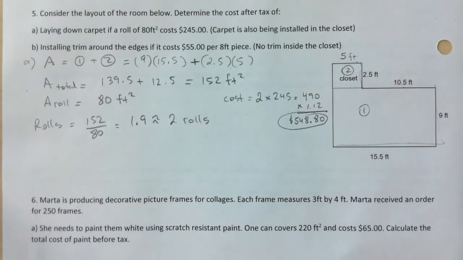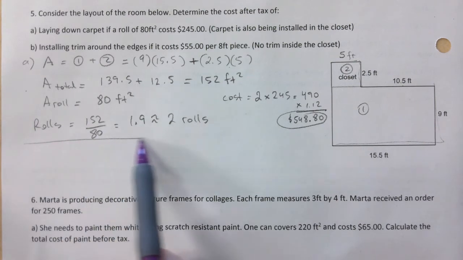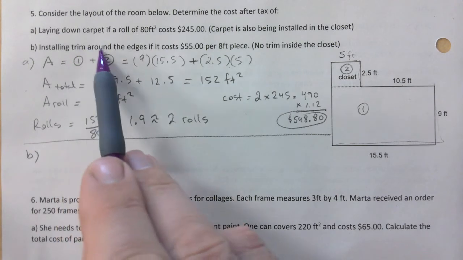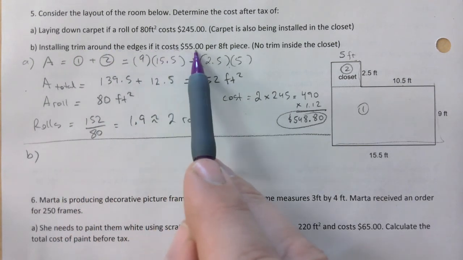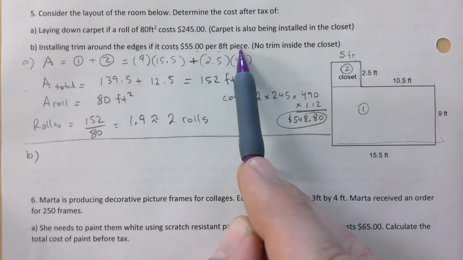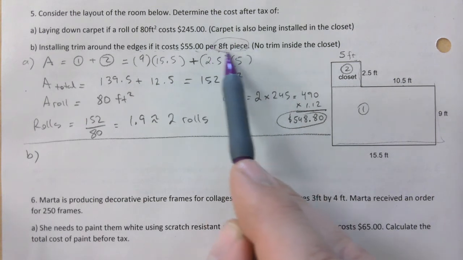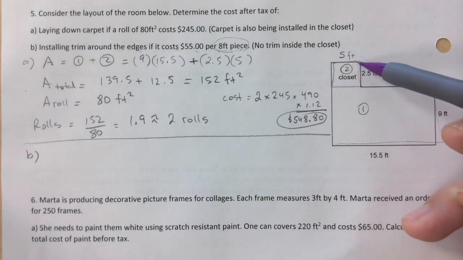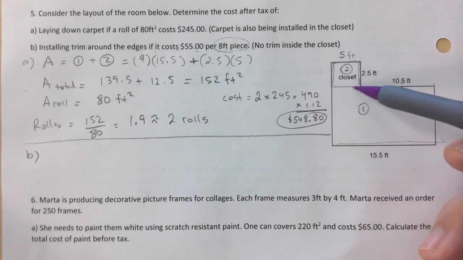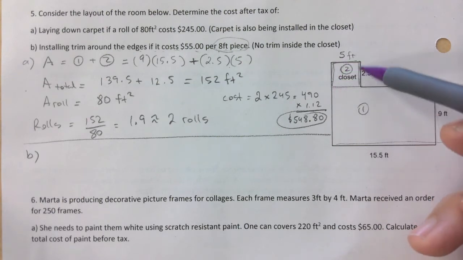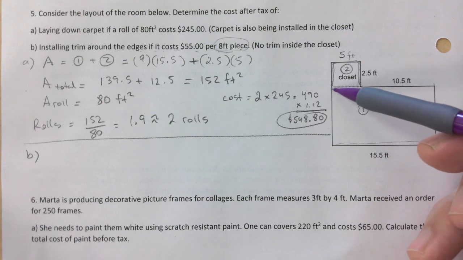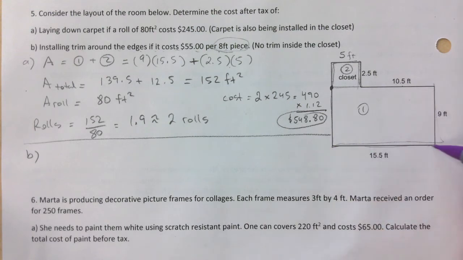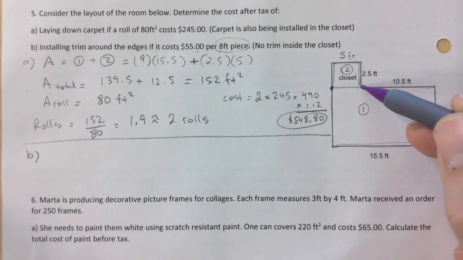Used up a little bit too much room, but I think we're going to fit B in here. Installing trim around the edges, if it costs $55 per 8-foot piece, you have to buy an 8-foot piece every time. No trim inside the closet, so this doesn't need to be trimmed, right? Because there's probably going to be a foldable door or something here, so you're not going to see it. So you can save some money. So it's essentially just from here to here to here to here to here, and you stop there.